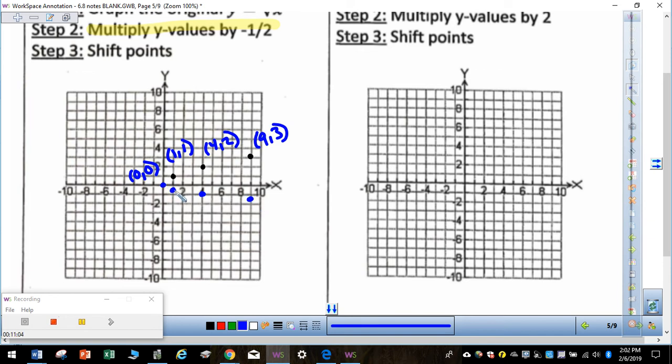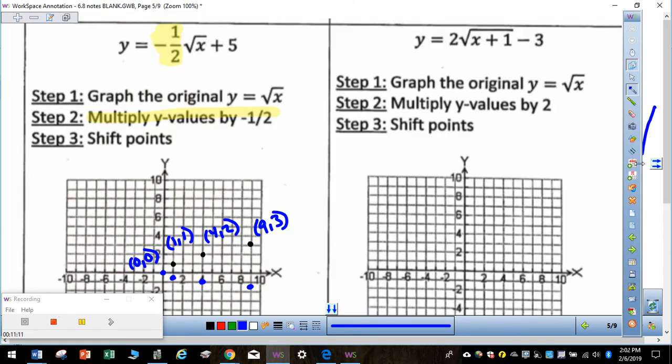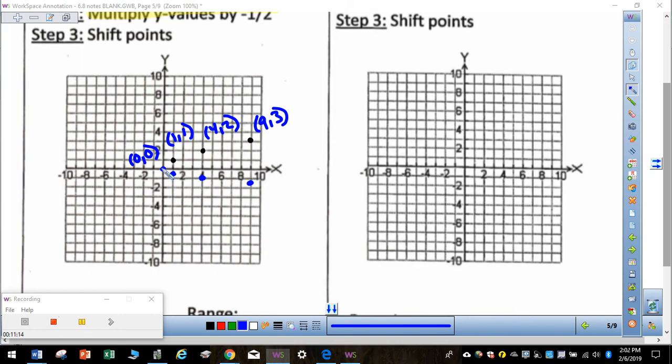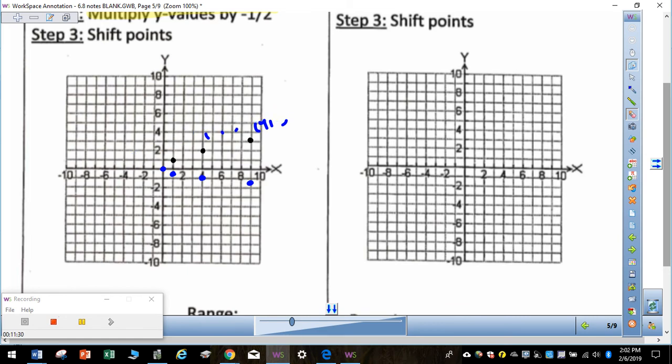So what we see here, these points in blue, this is still an in-between step because we still have that final step of moving them up 5. But notice how this represents it being reflected over the x-axis and vertically compressed by a factor of 1/2. It's half as tall as it was originally, and it's flipped over the x-axis. Okay, so we've got step 2 done.